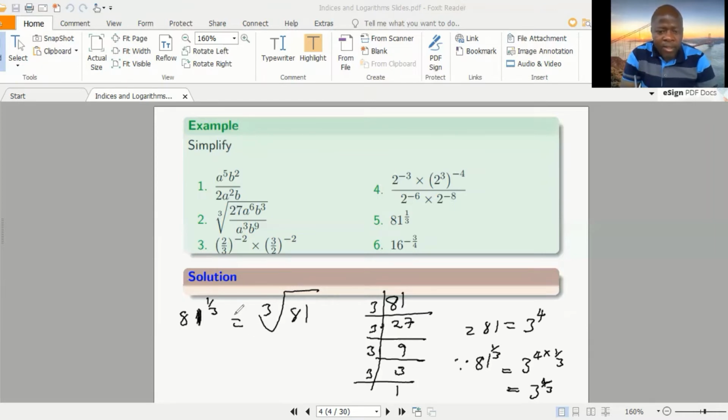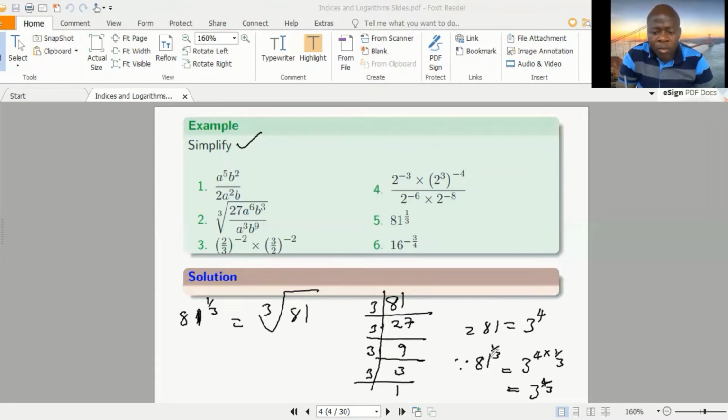That is the answer. And just see what I've done. The question was just simplify. So I'm just simplifying. I'm saying 81 raised to a third is the same as getting the cube root of 81. So I decided to write 81 as a product of its prime factors. 3 will go into 81 27 times. 3 will go into 27 9 times. 3 will go into 9 3 times. 3 will go into 3 once. That means 81 is the same as 3 raised to 4.